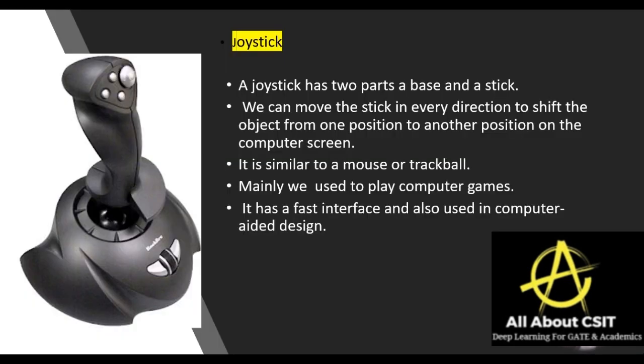Now coming to the joystick. This is mainly used for gaming purposes, right? The joystick has two parts. One is the base. If you see here, this is a base and this is a stick. We can move the stick in every direction to shift the object from one position to another position on the computer. Suppose we can also use the mouse to shift the object from one position to another.